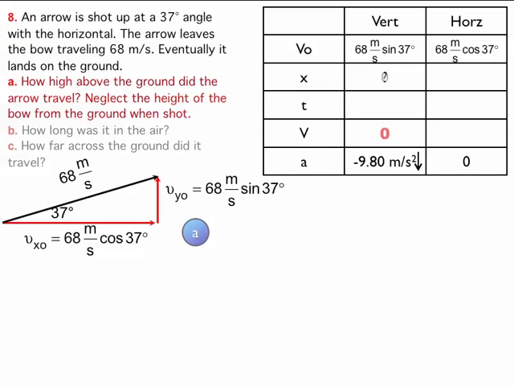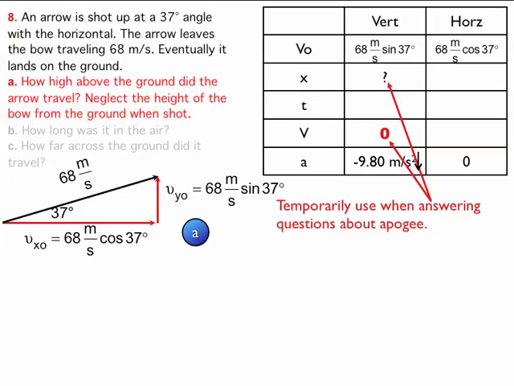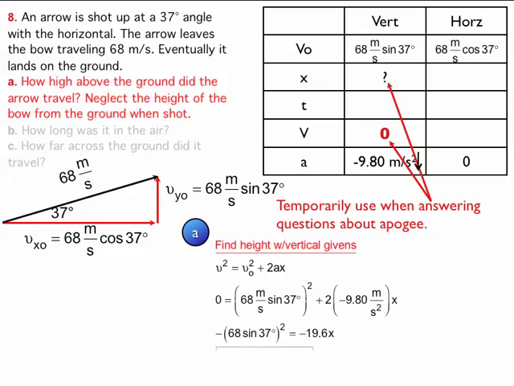Now I can start looking at the questions. The first one's an apogee question, because it's asking how high above the ground did the arrow travel, neglecting the height of the bow from the ground when shot, so basically everything shot at ground level. Well, when looking at this problem, I've changed my data table a little bit just for this problem, because apogee is defined as where the vertical velocity is equal to 0. So for the sake of part A, I'm changing my data table. I don't know what x is, that's what I've got to find, and now my final vertical velocity is equal to 0, because that's the definition of apogee. So I'll use kinematics and the givens in the vertical column in order to find the height to apogee. So I use the v-squared formula, and I get the height to apogee to be 85.45 meters.